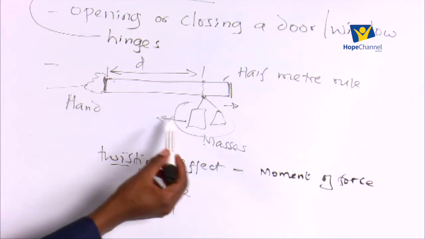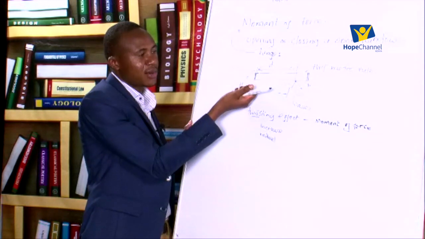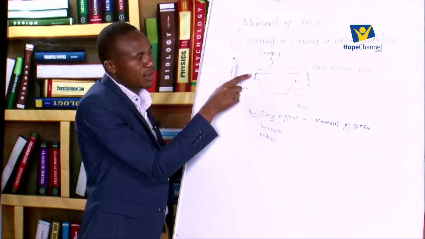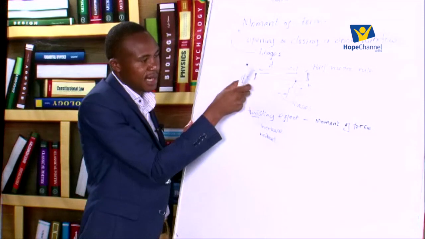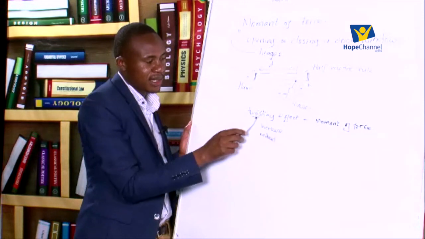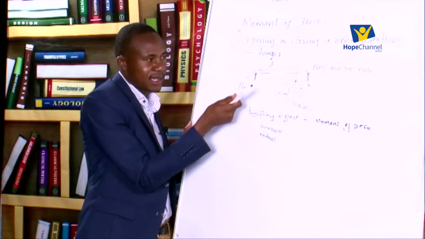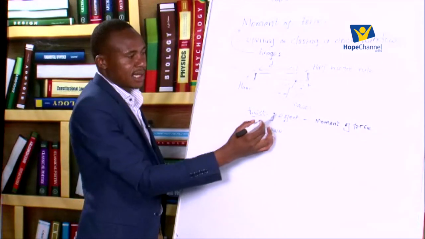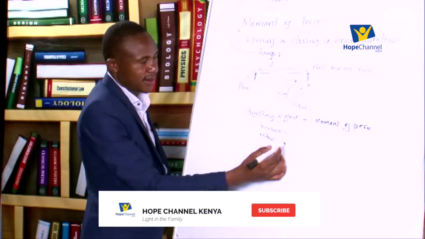And by the way, if the objects are heavy enough, you cannot support the object with your hand in the horizontal position. The object is going to produce a twisting effect that will not put you in a position to support it, and so it goes down. But if the objects are not heavy enough, the twisting effect may make you use some force to keep the stick or the object in the horizontal position. So number one is that if the masses increase, the twisting effect increases. If the masses reduce, the twisting effect reduces.